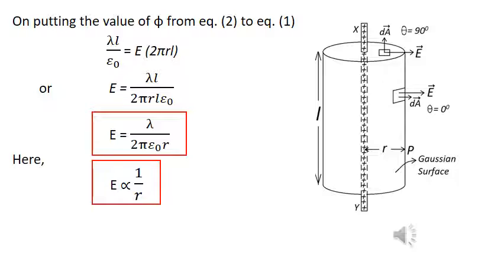So, for lambda greater than 0, that is, when the charge distribution or charge density is positive, the direction of electric field will be outward. And when lambda is less than 0, that is, when the charge density is negative, the direction of electric field will be inwards.